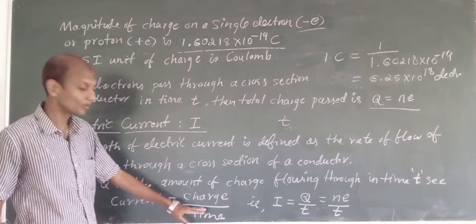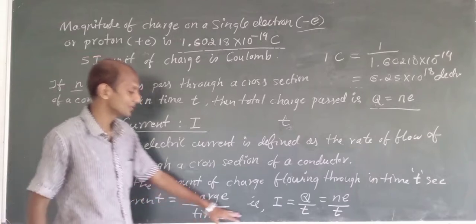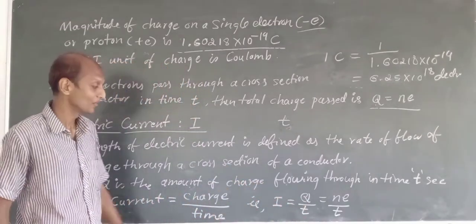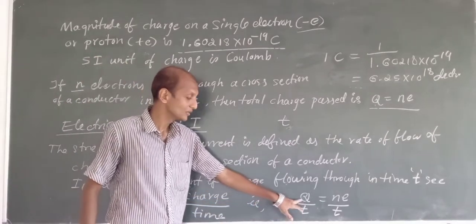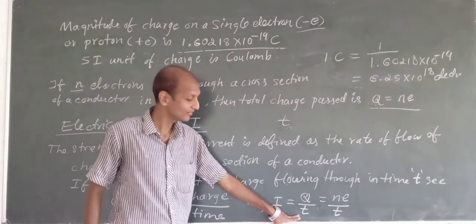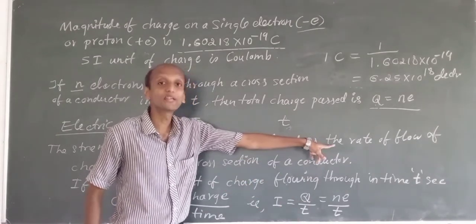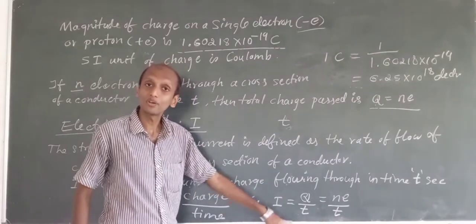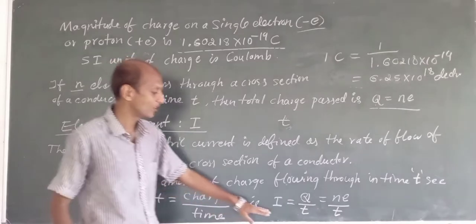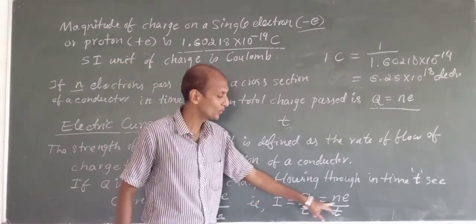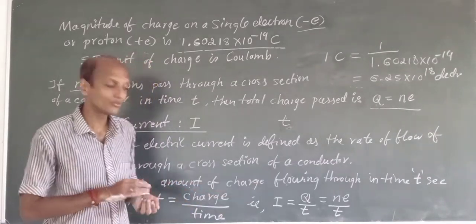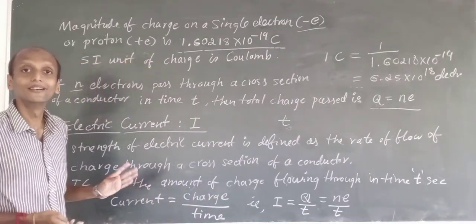So this is how I can define current. Current is equal to charge divided by time. So I will be equal to Q by T. Total charge moving in how much amount of time, with respect to time, that is nothing but your rate of flow of charge. So I equals Q by T, and I can write Q as N into E divided by T. Isn't it? Fine.